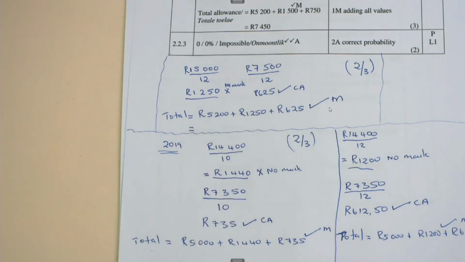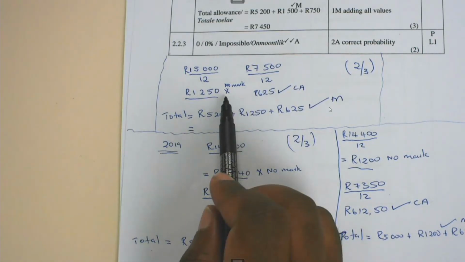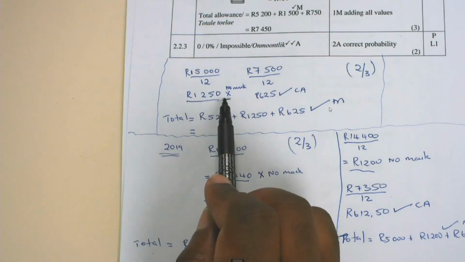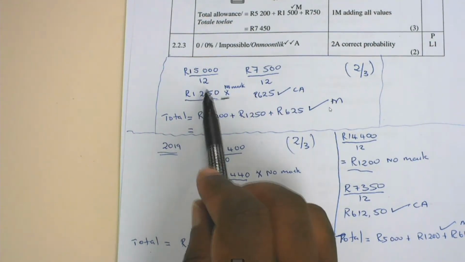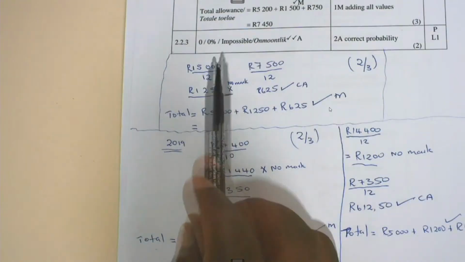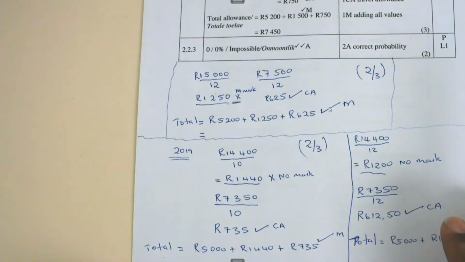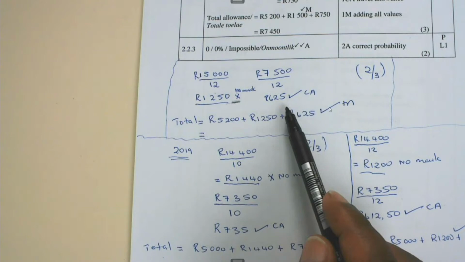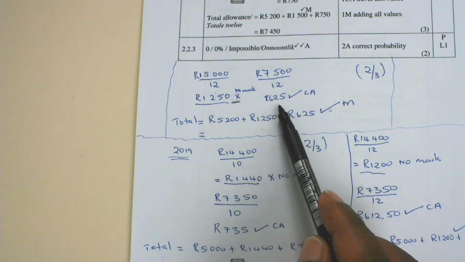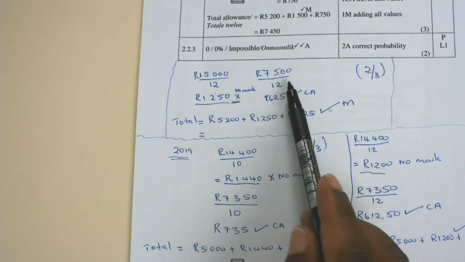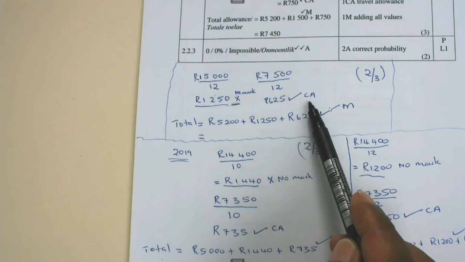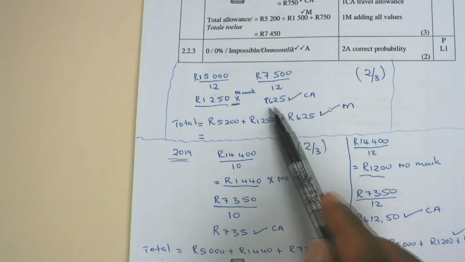Now let's look at the mark allocations. The learner will forfeit 1 mark because remember that mark is an accurate mark. So there's no mark for dividing 15,000 by 12 because according to the information up there, it's an accurate mark. So you are not going to give a learner that. And then you give a learner, if the learner got 625 from dividing by 12, you see the answer, and the answer should be 625.